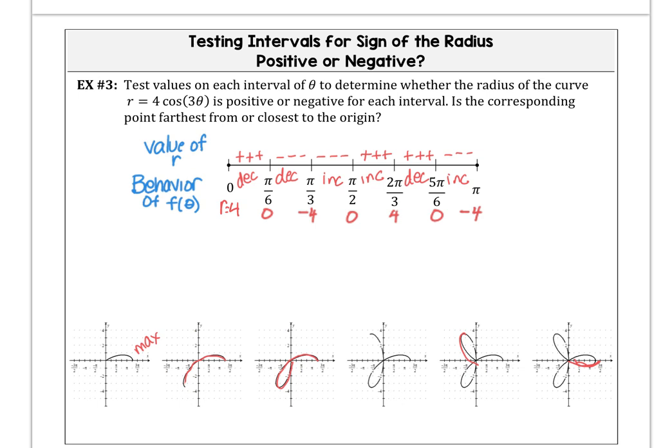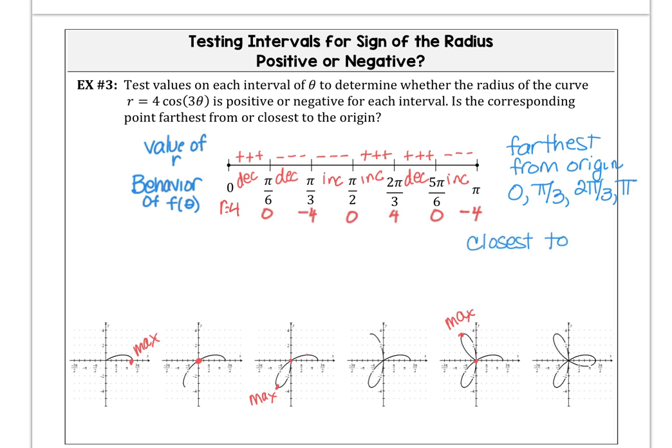In the second one, let me erase a little bit. I was using this stuff here to evaluate. Here we had a maximum, then we had an intercept, then we had another maximum out here, and another maximum here. So I'm farthest from the origin at those values: at 0, at π/3, at 2π/3, and again at π. And we're closest to the origin at π/6, at π/2, and at 5π/6.